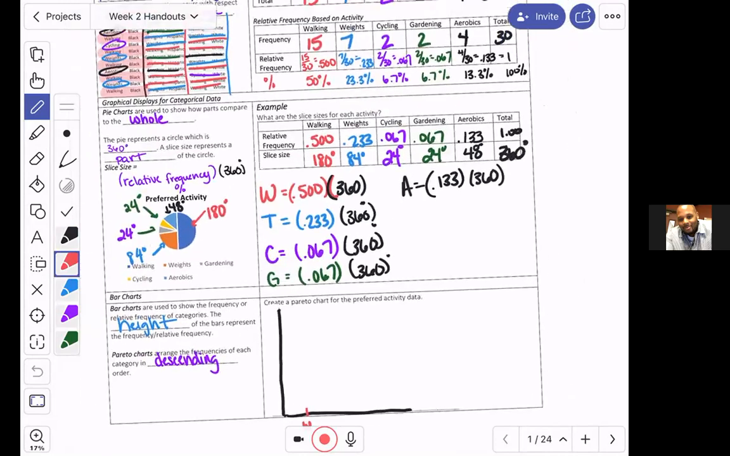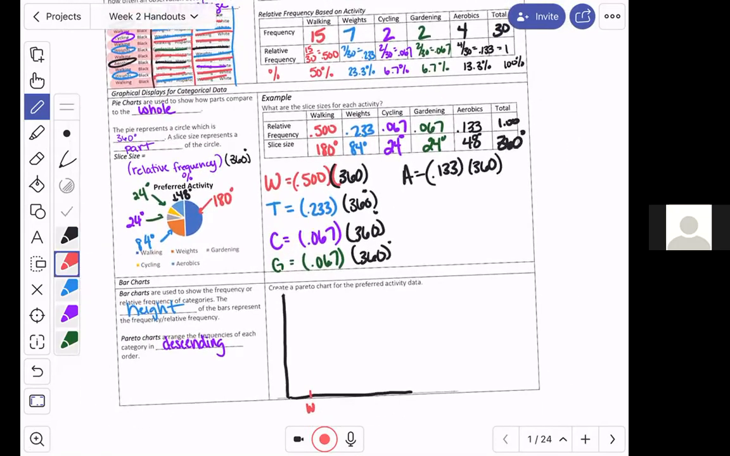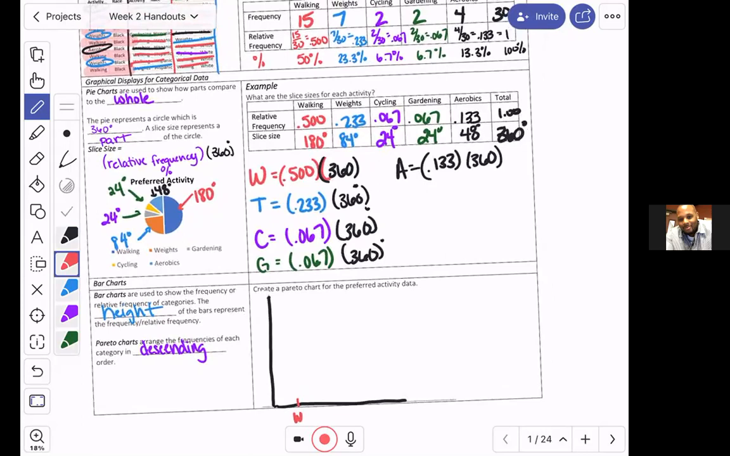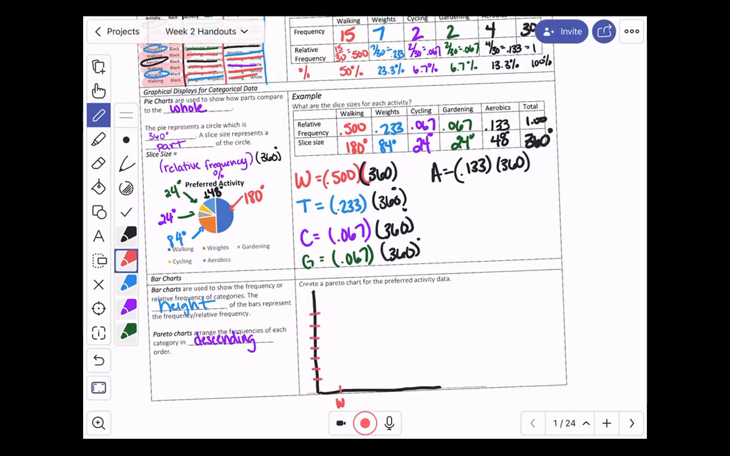What was the frequency of walking? 15. So we need to scale this graph up to at least 15. So I'll do it like this: 2, 4, 6, 8, 10, 12, 14, and 16. There you go, so scaling it. So first, walking is at 15, like this.